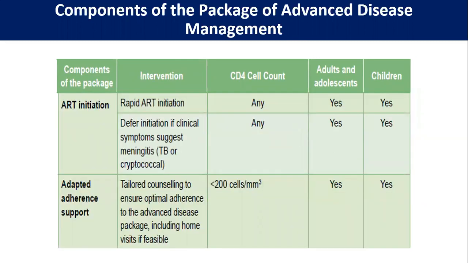Then ART initiation. Here we are to go for rapid ART initiation with any CD4 count, in adults, adolescents and children. And in cases of meningitis, deferred initiation of ART is recommended. Now, adapted adherence support means tailored counseling to different PLHIV groups. So, for example, in case of CLHIV or ALHIV, we need to consider their school timings, when it is easier for them to visit the ART center, and what are the different challenges faced by them. So accordingly, we need to tailor the counseling as per the particular PLHIV group.